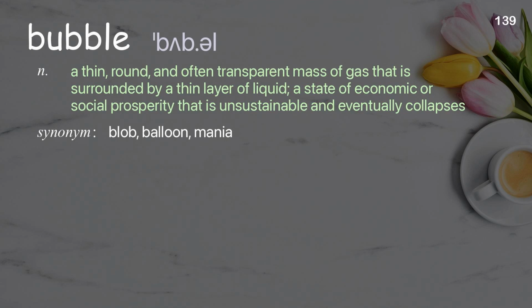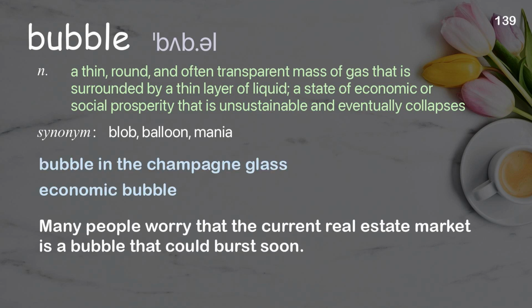Bubble. A thin, round, and often transparent mass of gas that is surrounded by a thin layer of liquid; a state of economic or social prosperity that is unsustainable and eventually collapses. Examples: Bubble in the champagne glass. Economic bubble. Many people worry that the current real estate market is a bubble that could burst soon.